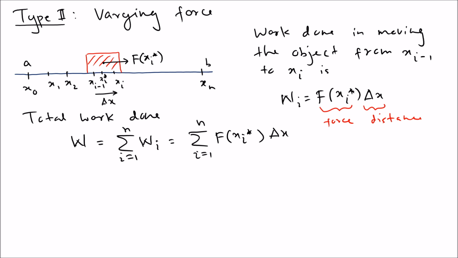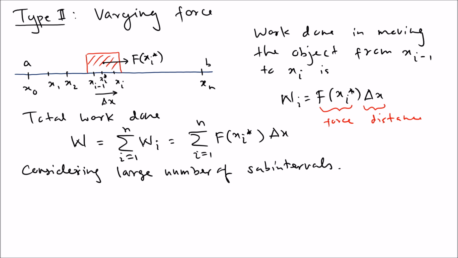Now what we're going to do is divide this into smaller and smaller and smaller parts to make the approximation good. Because when you divide into 10, there's a large error. When you divide into 1000, the error goes down. So we simply send n to infinity to reduce the error to 0. So considering a large number of subintervals, in other words, sending n to infinity, W is equal to the limit as n goes to infinity of the sum that you have.